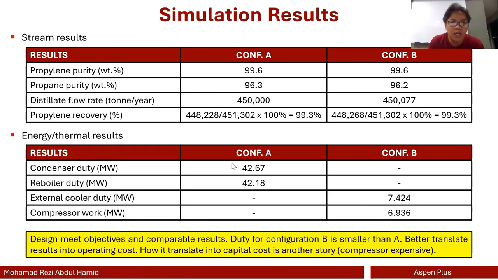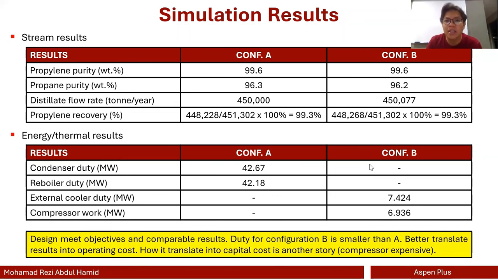Now, if you look at the thermal and energy results, we can see that configuration A requires cooling utility of around 42 megawatt, and then the reboiler or hot utility requires 42.18 megawatt. For configuration B, you can see that the condenser, as opposed to having 42.67 megawatt of cooling duty, only requires 7.42 megawatt of cooling duty because the majority of the propylene is already condensed. But of course, we need to add additional energy in the form of work because we use a compressor.